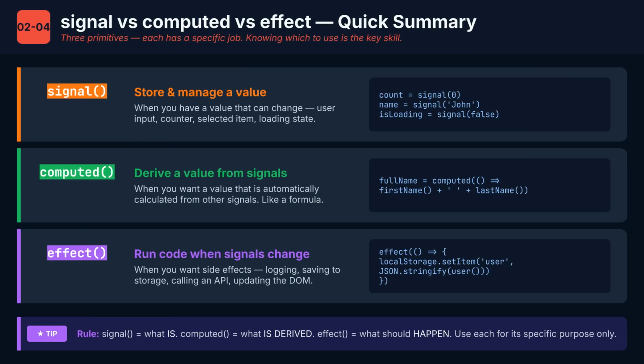Here's a quick summary of the core primitives. Signal stores and manages state. Computed derives values from signals, like a formula. Effect runs side effects when signals change, such as logging or DOM manipulation. Use each for its specific purpose to maintain clean reactivity.